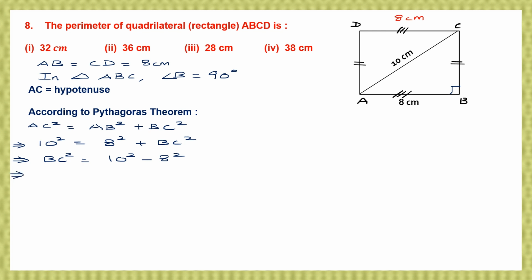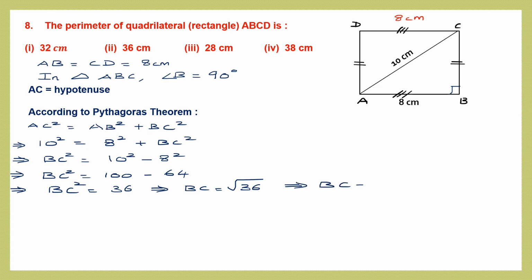Now let's find out BC square, how much it is. That is 100 minus 64. So BC square is equal to 36. This is BC square. That means how much is BC? BC is equal to the square root of 36. The square root of 36 is 6, because 6 sixes are 36. So BC is 6 centimeters.